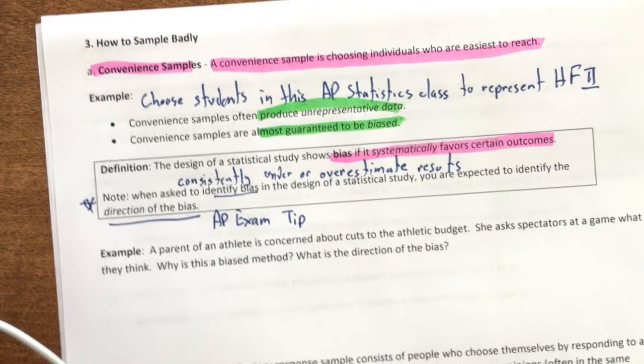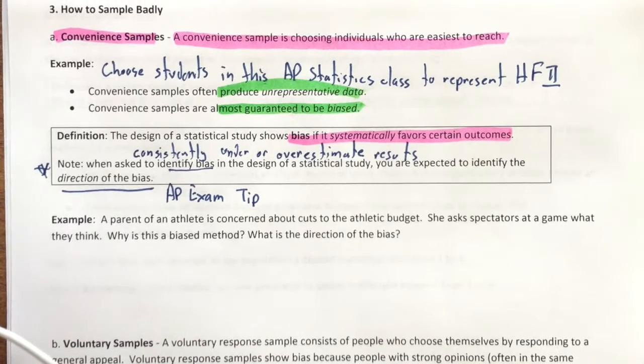Okay, so let's take a look at this example right here. A parent of an athlete is concerned about cuts to the athletic budget. She asks spectators at a game what they think. Why is this a biased method? What is the direction of the bias?